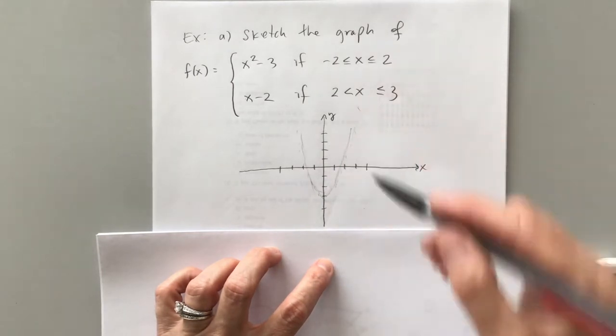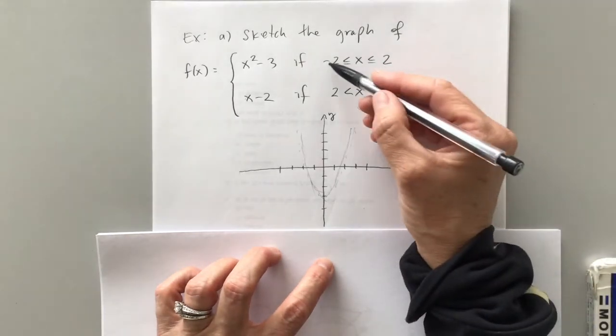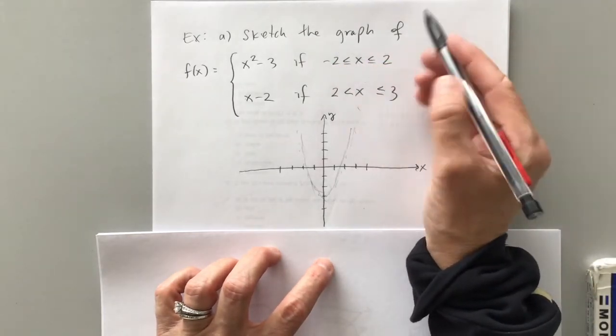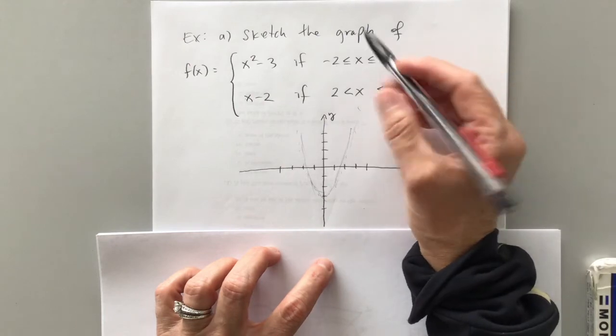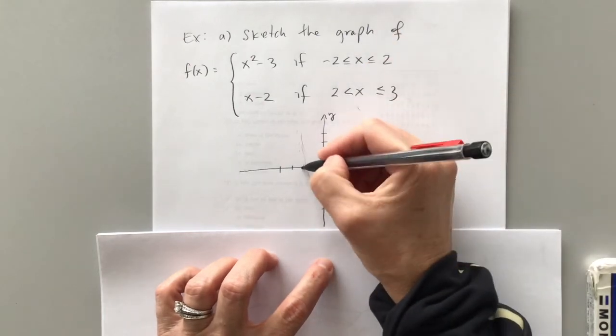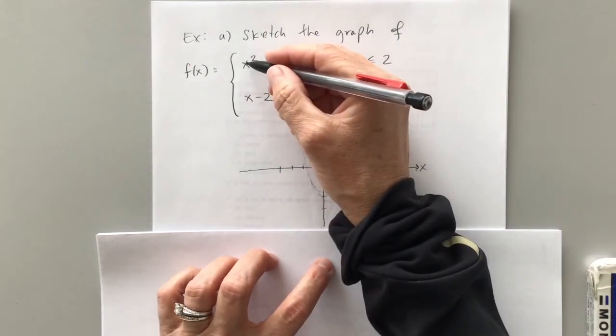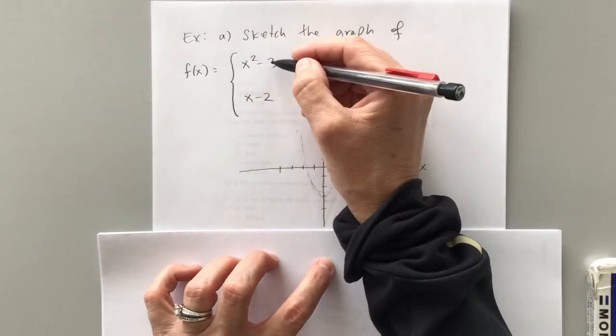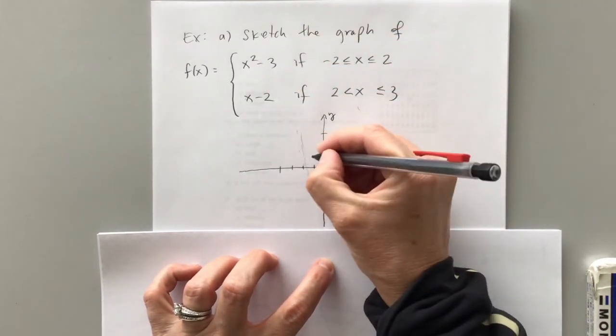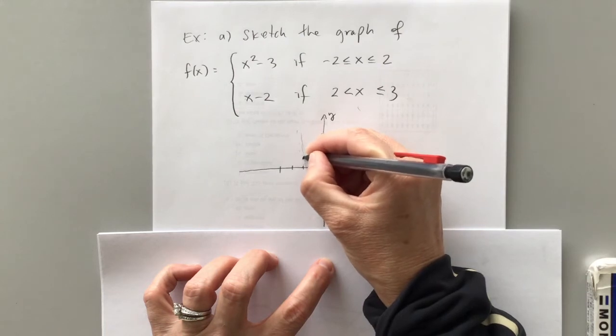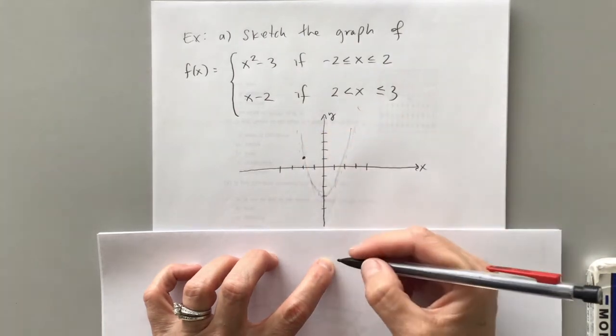Then I'll get more precise in a little bit. So I want to find out what the y value is that goes with x equals negative 2 and the y value that goes with x equals 2. So x equals negative 2, then we get negative 2 quantity squared, which is 4, minus 3 is 1. So when x is negative 2, the y value is 1, and that's going to be a closed circle.